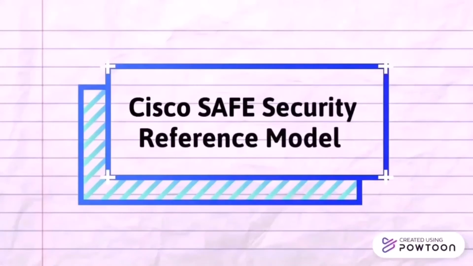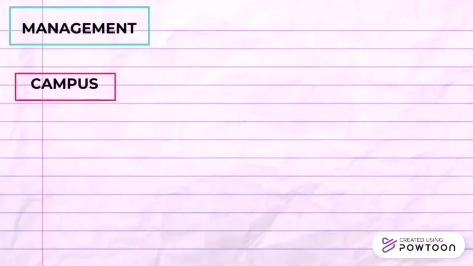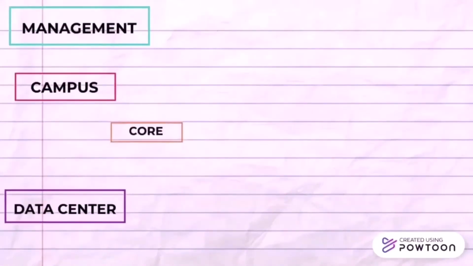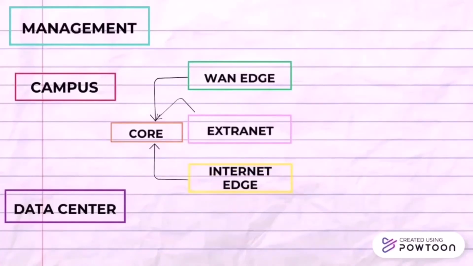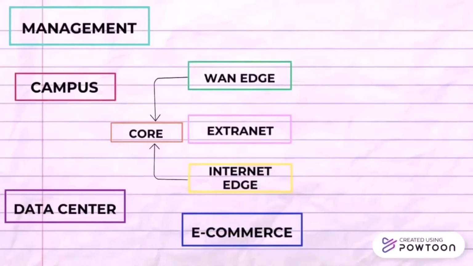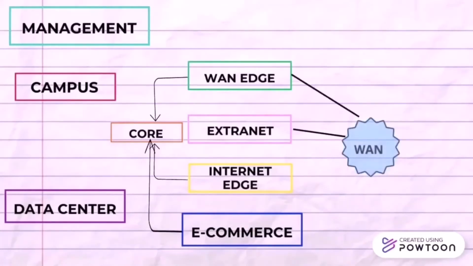Cisco SAFE Security Reference Model. This reference model addresses security in every module of a modular network architecture. As you can see, many modular network architectures are applied in this model. We have management, campus, data center, core, edge, extranet, internet edge, e-commerce, and wide area network.